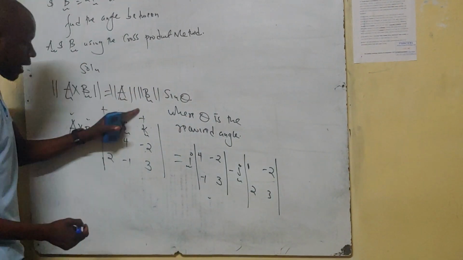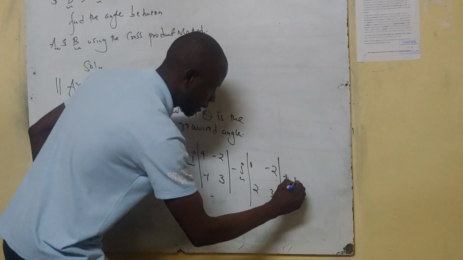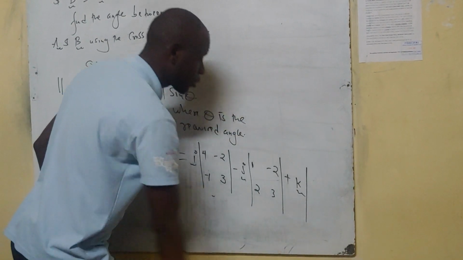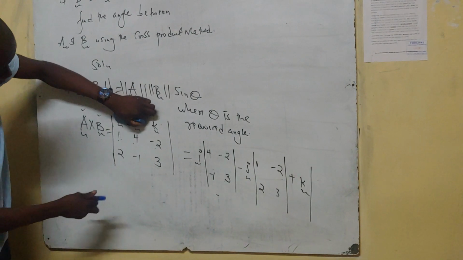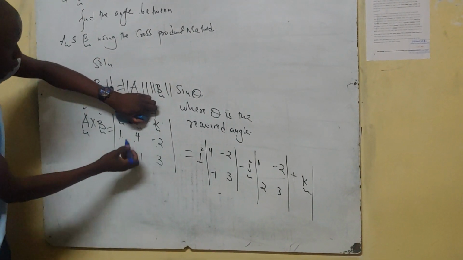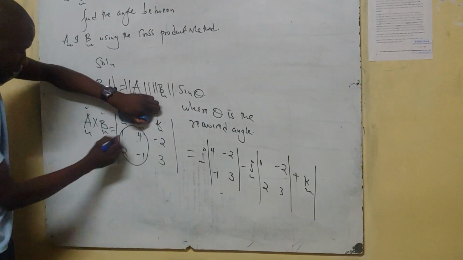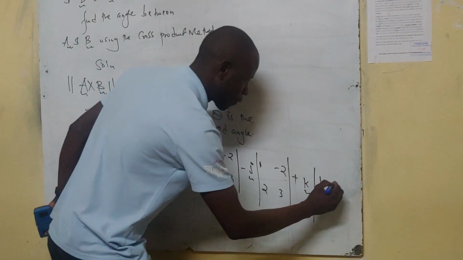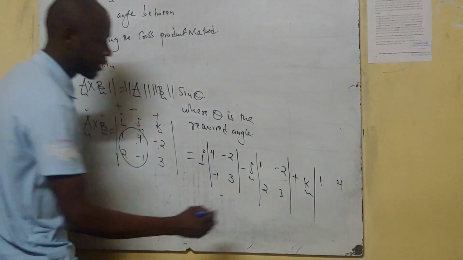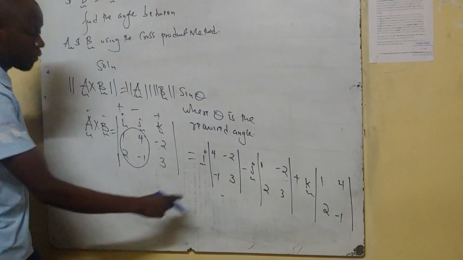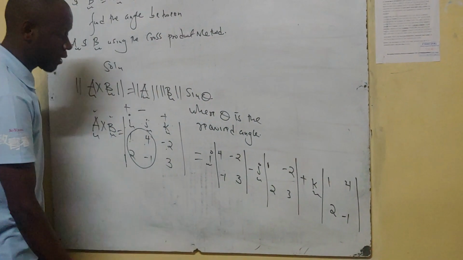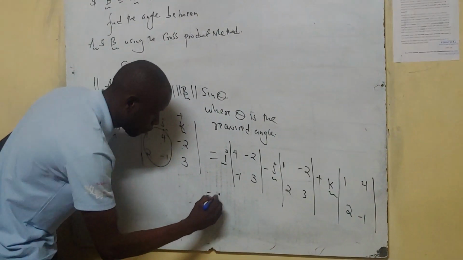Then finally plus k. Finally again we close the row and the column where k is. When you close the row and the column where k is, we remain with these 4 elements: 1, 4, 2, -1. Then we get their determinant. This is now the determinant of a 2 by 2 matrix, which we are going to solve. This is i.